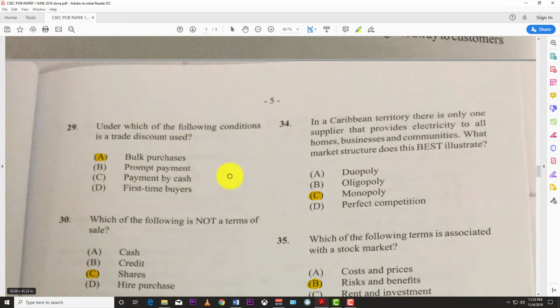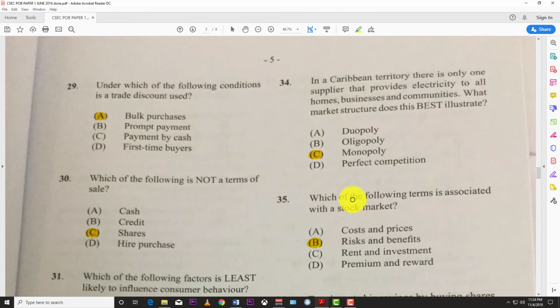34. In a Caribbean territory, there is only one supplier that provides electricity to all homes, businesses and commodities. What market structure does this best illustrate? And the best answer is monopoly, where you have one supplier and many buyers. So that's a monopoly.